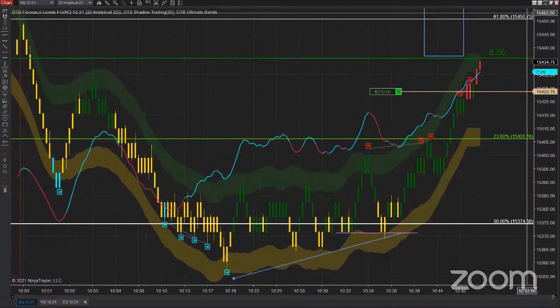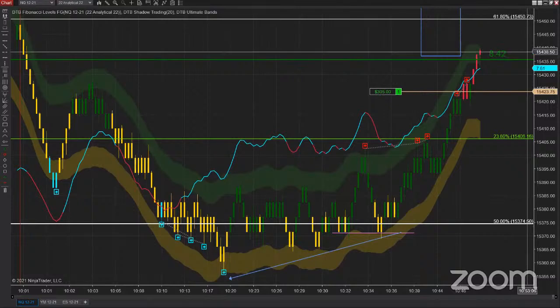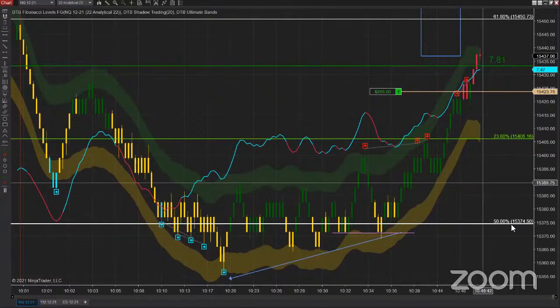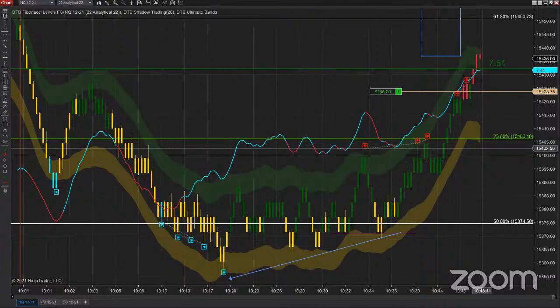But again, there was nothing really stopping it after this 23. So look, it's come within that zone, which I thought it was going to do. And that's just purely because it broke above the 23.6. I wouldn't have really said that for definite if I didn't see those Fibonacci levels in place.